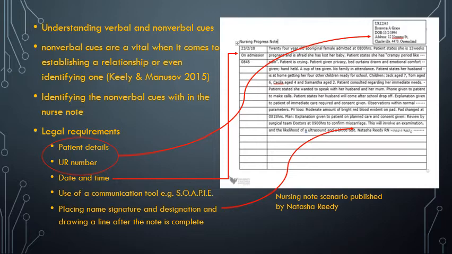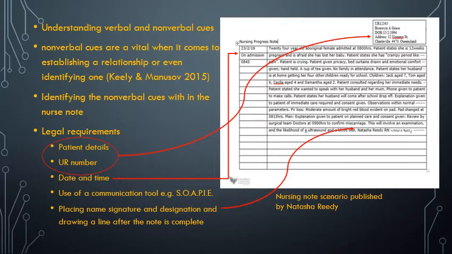It follows the legal requirements of writing a nursing note, which are the patient details in the top right hand corner with the UR number, then the date and time of the note being written on the left hand side, writing your name, your signature and your designation, and then drawing a line after you have completed your nursing note.